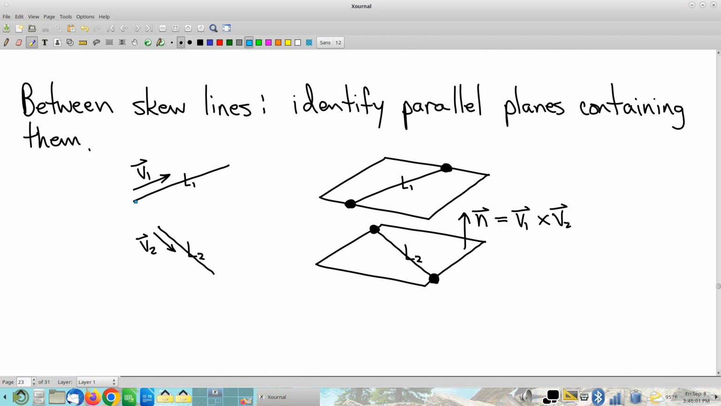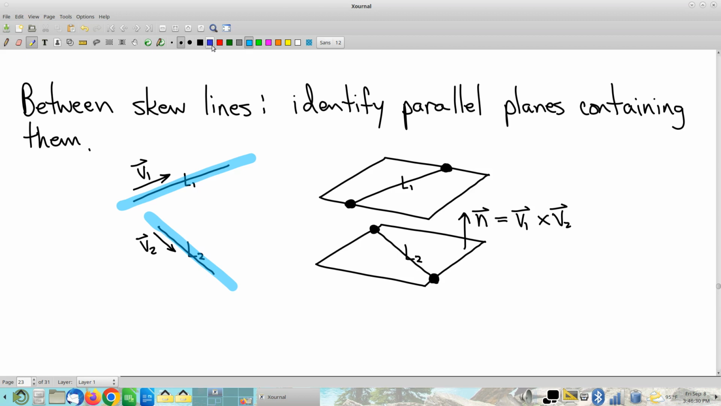Skew lines like so are lines that don't intersect and that are not parallel. So lines that have nothing in common. Just weird, random, unrelated lines. And if you have such skew lines, you can imagine there's a sort of distance between them, the closest possible distance between any pair of points on the lines. So how to compute that?